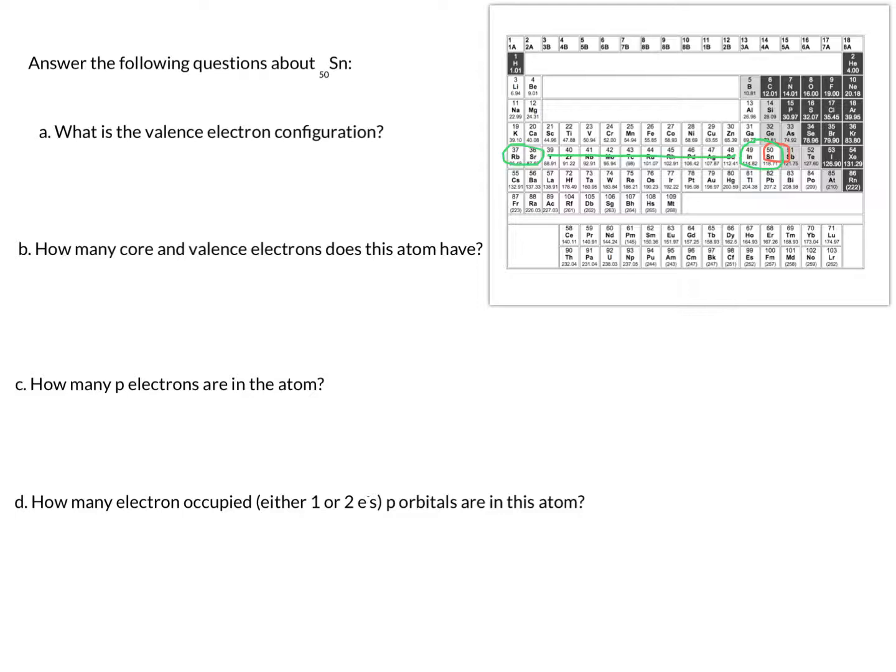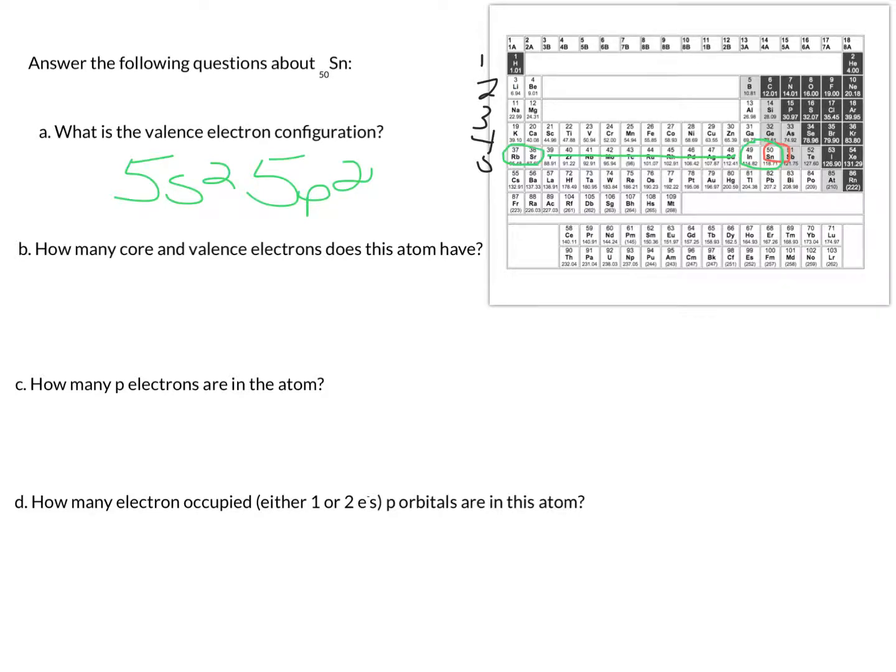So if we count our periods, we're at 1, 2, 3, 4, 5. We can see that our valence electron configuration is 5s2, 5p2. The next question asks, how many core and valence electrons does this atom have?